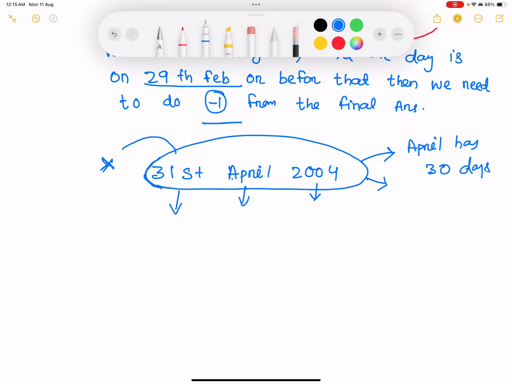This kind of question also might come, but if you only mug up the formula, you will get some answer, but that answer is not correct, right? Because April has only 30 days, how will I get 31st? Got it, right? So this kind of question also comes in the exam, so you need to apply your common sense and give your answer.